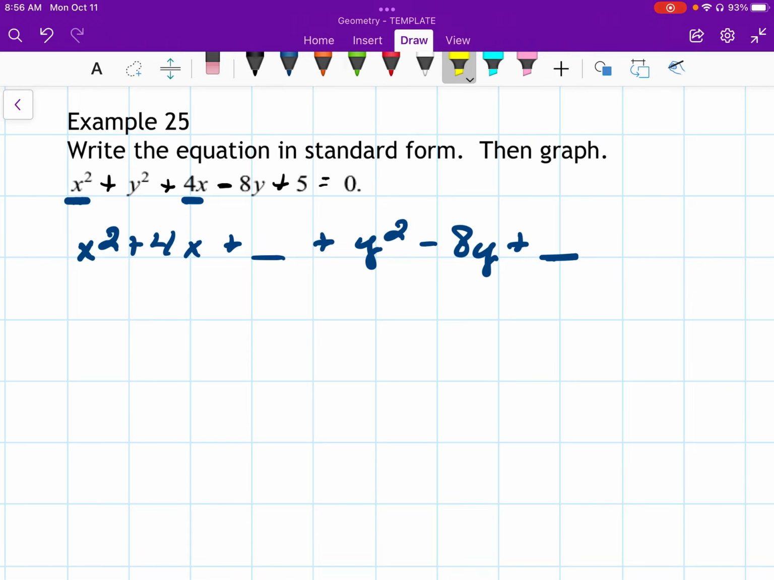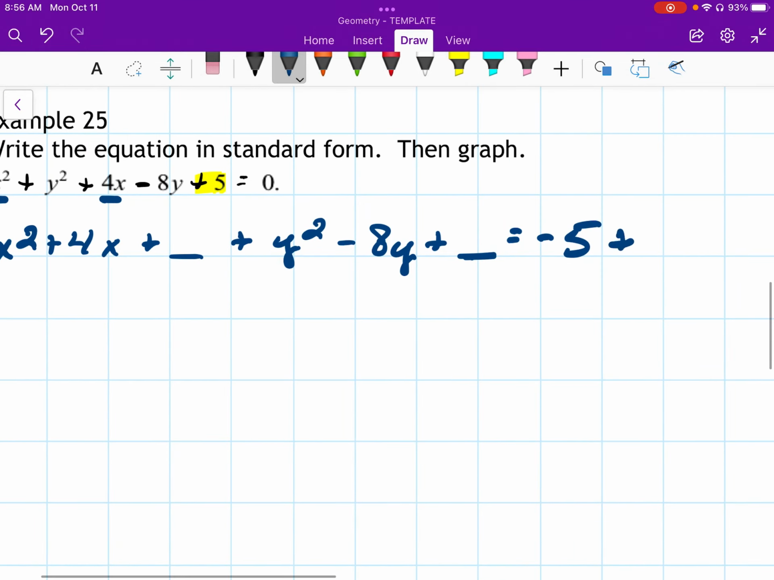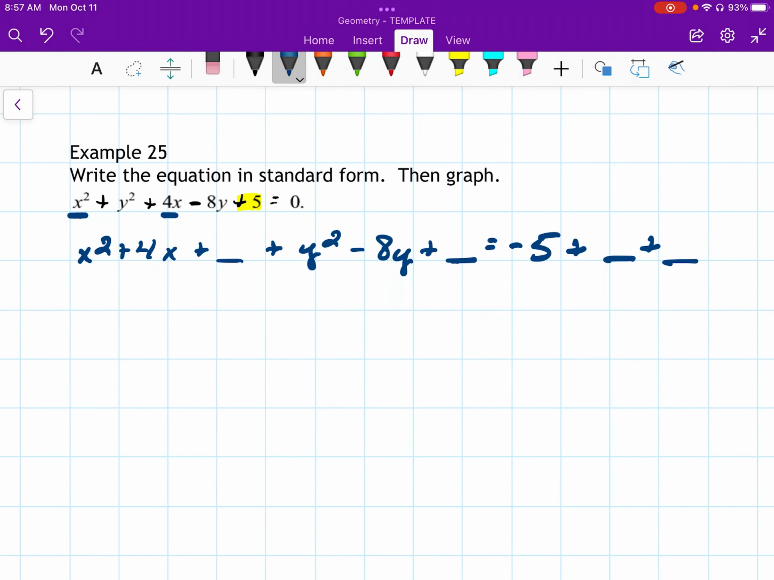And now I'm going to move this positive 5 onto the right side of the equation, so it'll be a negative 5 there. And then I'm going to have plus blank on the right side as well, right? This blank is the same thing as this one. If I add something to the left side, I have to add it to the right. And then this blank is this blank. If I add something to the left, I have to add it to the right.